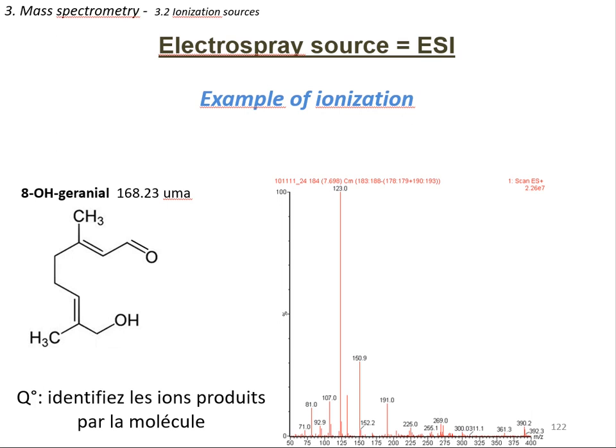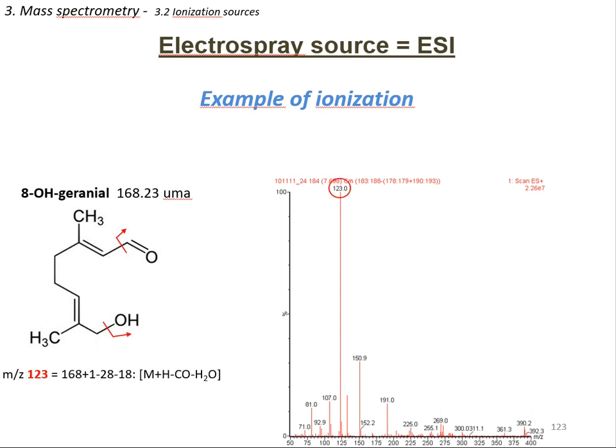123, 150.9, 191. And we don't find the M plus H. The M plus H would be 169.23. But it's not apparent here. Instead, we have 123. What is it? Well, in fact, it corresponds to the in-source fragmentation of this compound, that is losing both a CO, that is a carbonyl function, and a water molecule. So it gains one proton, but it loses these two chemical functions. So it's 168 plus 1 minus 28 minus 18.